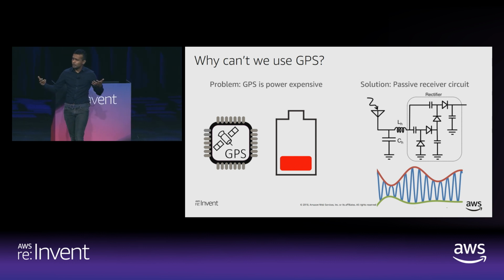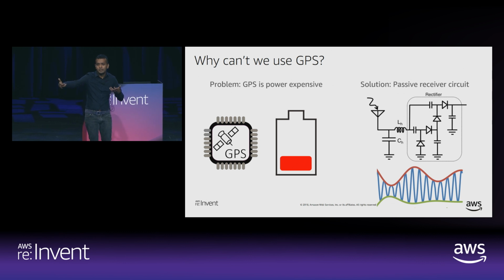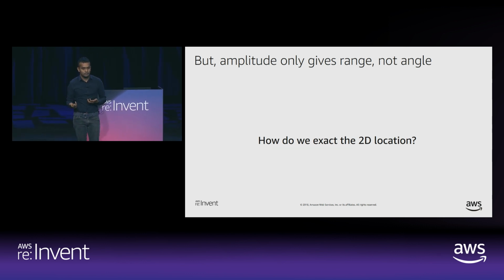So when you know the amplitude, you effectively know the range, because as you keep going farther and farther away from the base station or the router, the amplitude is going to come down. But amplitude alone does not give you 2D location, because for 2D location, you need to get the distance as well as the angle. So how do you just use amplitude to get the actual 2D location?